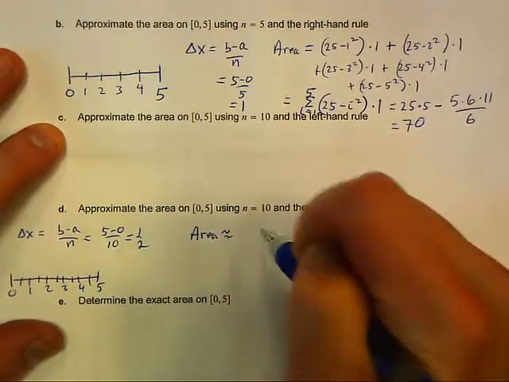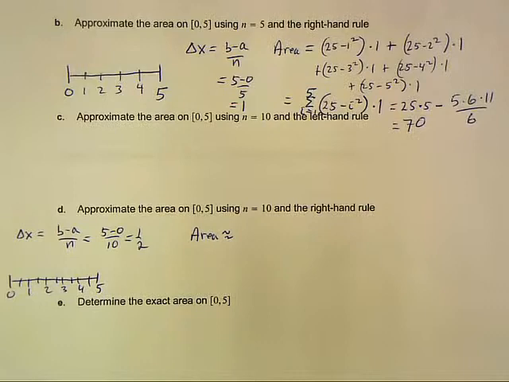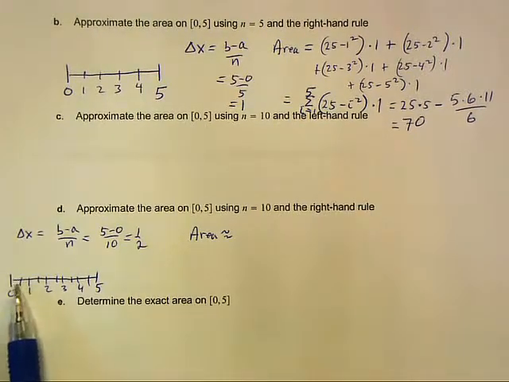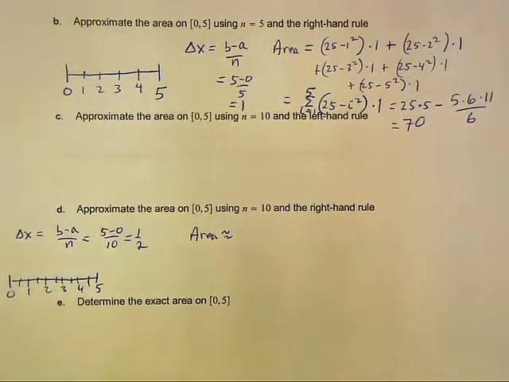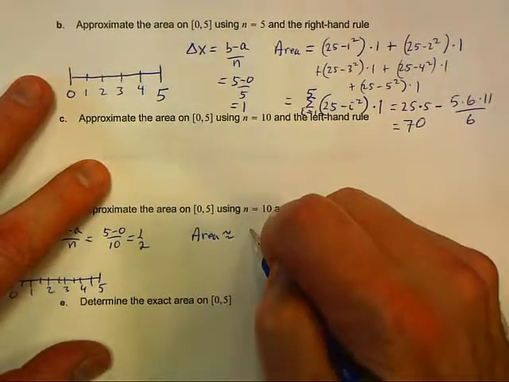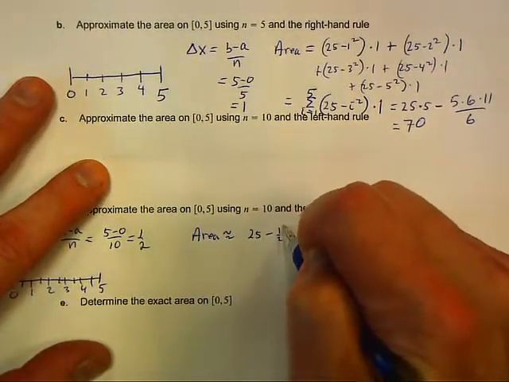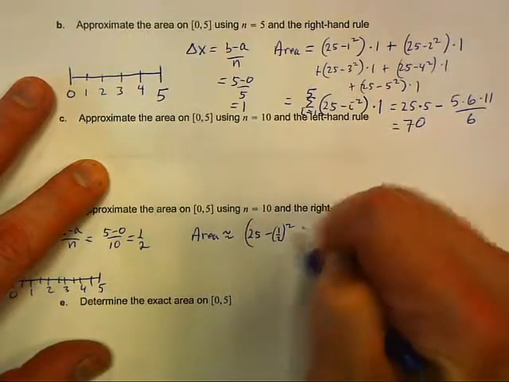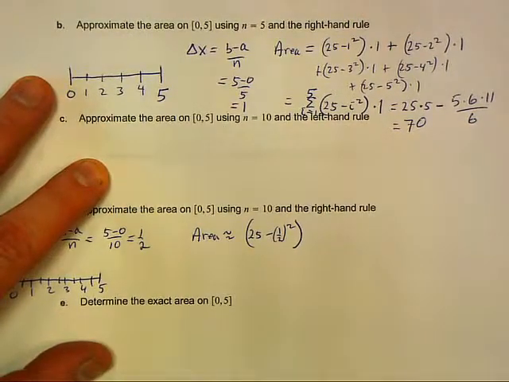is approximately, okay, how would I find the height of the first rectangle? What number would I plug in? 1/2. Why do I plug in 1/2? Because the first rectangle goes from 0 to half. The number on the right is a half. So that's going to be 25 minus 1/2 squared. And what's the width of that first rectangle? 1/2. What's the width of every rectangle? 1/2.